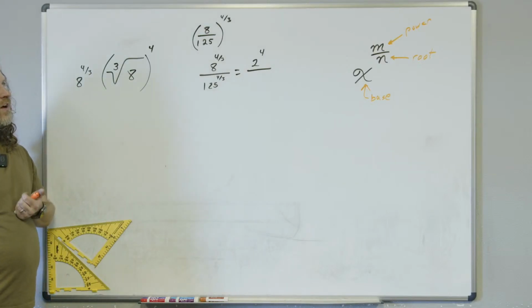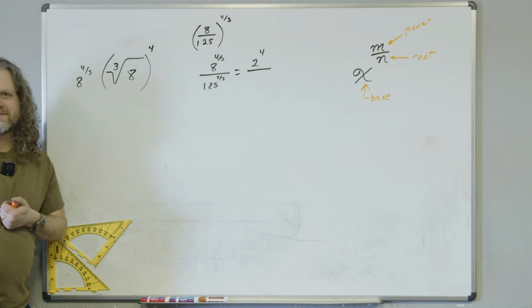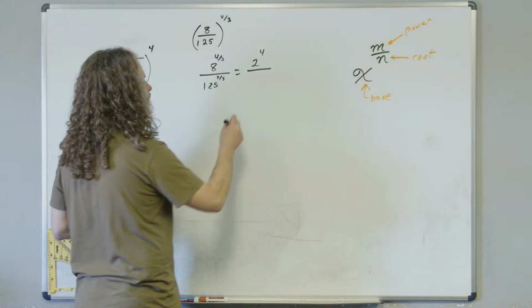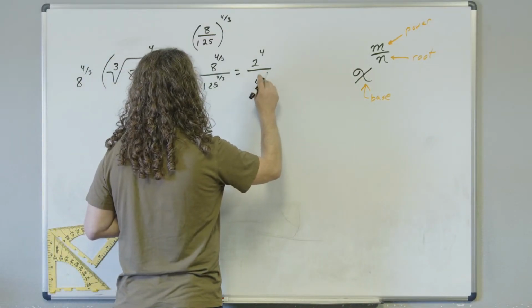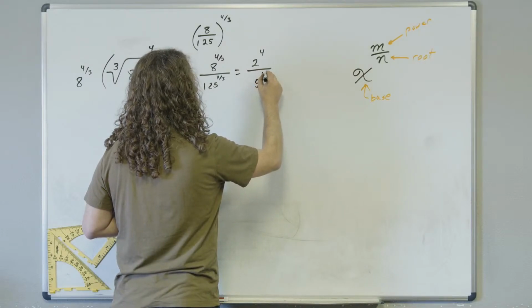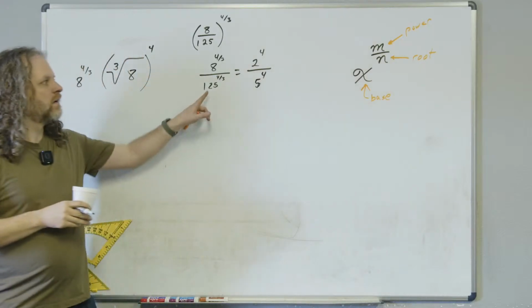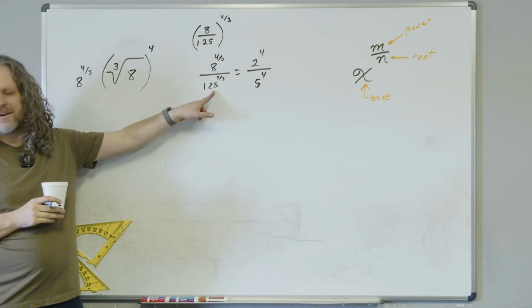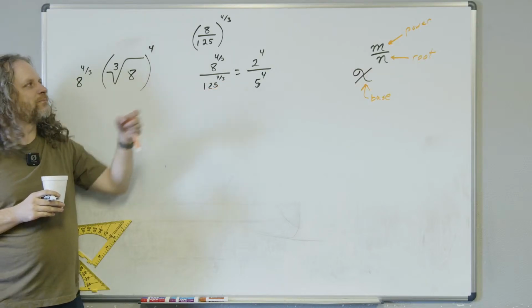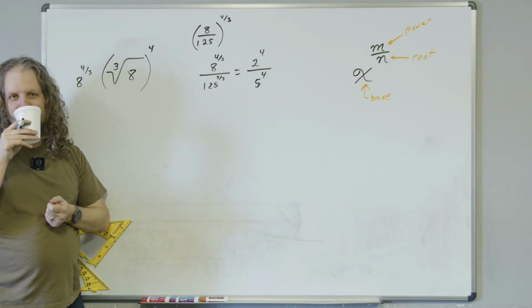What's the cube root of 125? It is 5. Oops, I keep doing that for us for some reason. The cube root of 125, right? That's the root. Oh. Now what would we do?